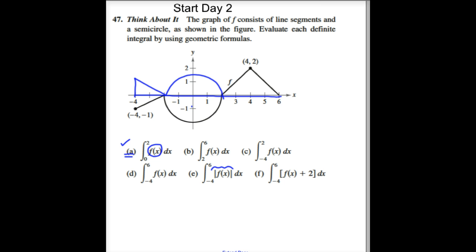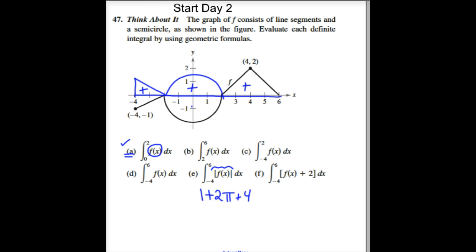So when I now go from negative 4 to 6, and I have the absolute value, then this would become positive, positive, positive. So I know that that triangle is 1. I know that half the circle is 2 pi, and I already did that triangle as 4. So it'd be 5 plus 2 pi.